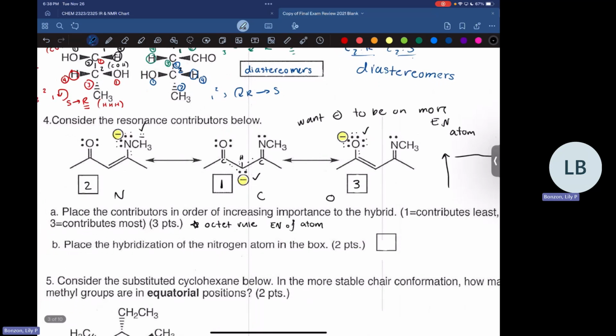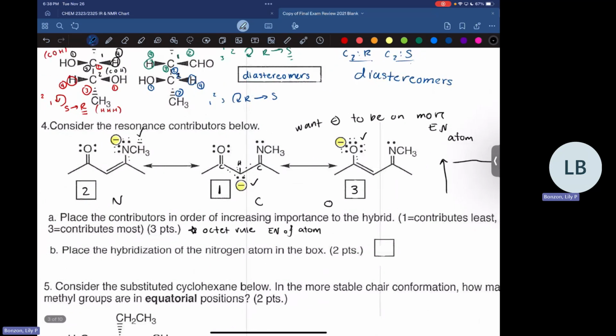So then for 4b, we're asked to place the hybridization of the nitrogen atom in the box. So hybridization is going to be sp3, sp2, or sp. So whenever we have sp3, we have 4 regions, either bonds or lone pairs. sp2 is going to be 3 regions, and sp is going to be 2 regions.